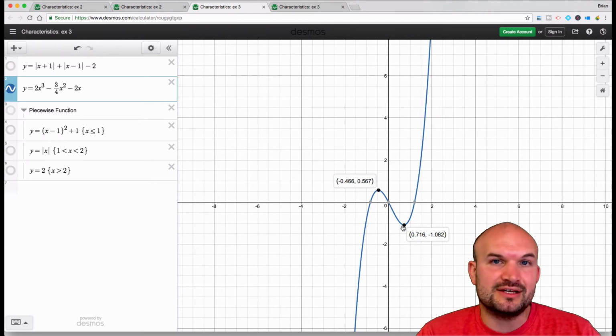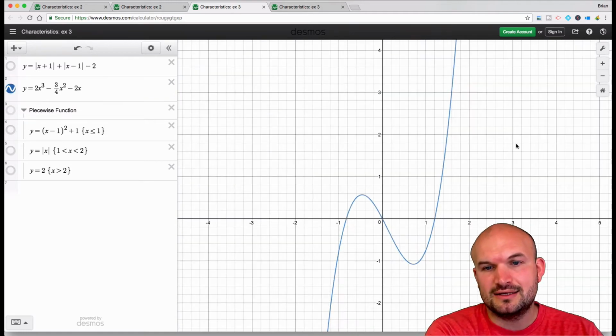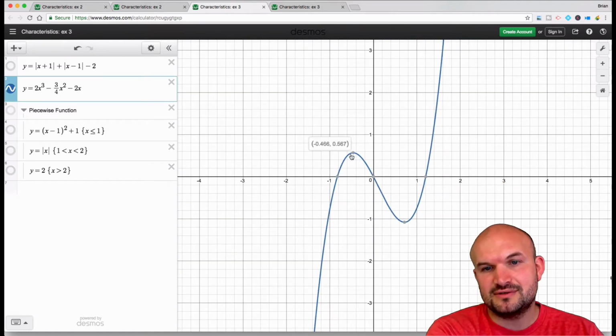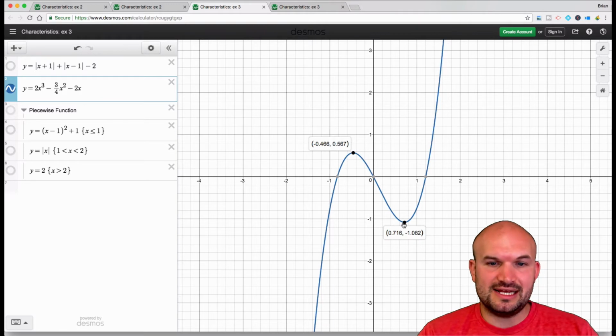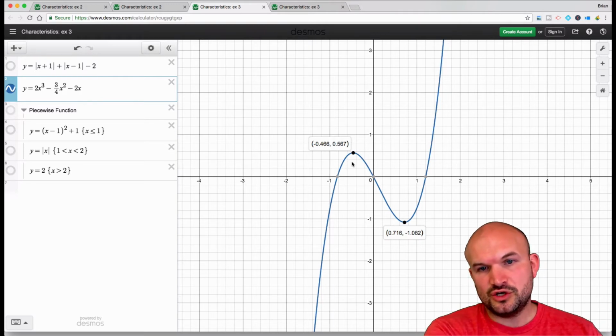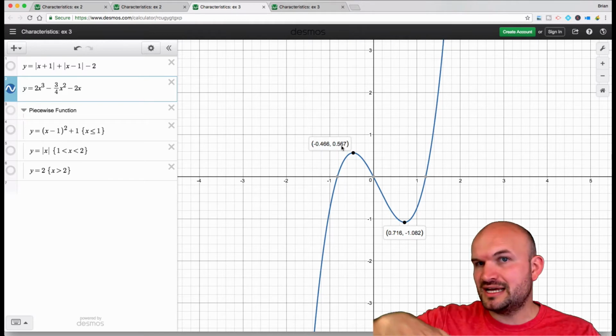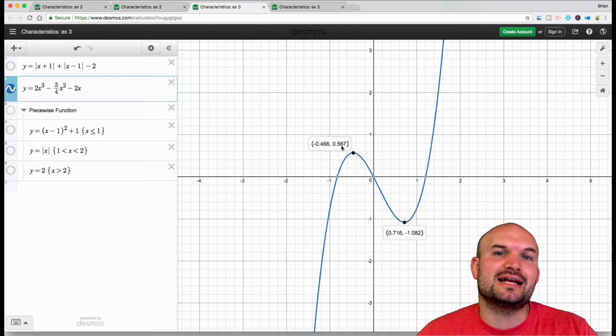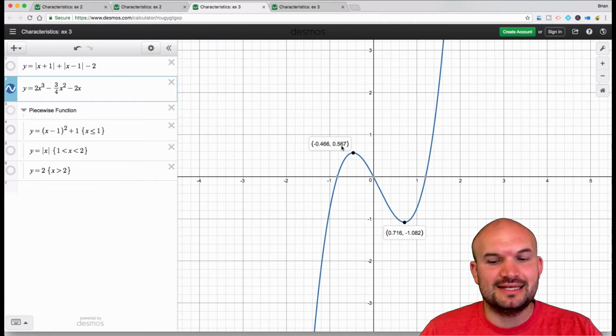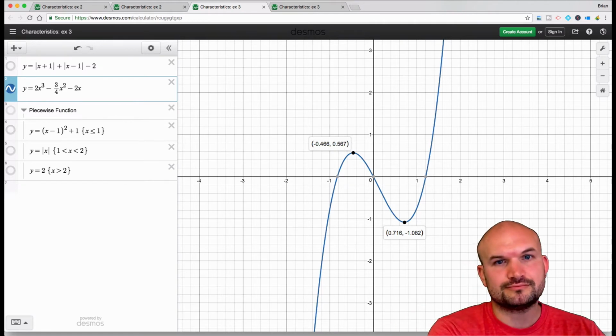But once you find those values, it's very important to remember that we are looking to extract only the x values, right? So we can see from -infinity to -0.466, the graph is increasing. The y value is just telling us how high that point is going, but that's not going to be how we're going to describe the increasing, decreasing intervals.